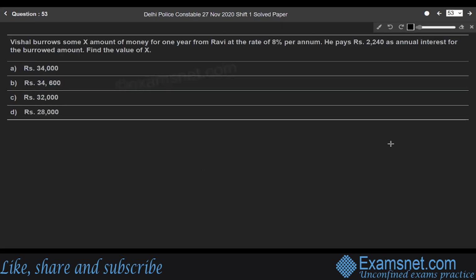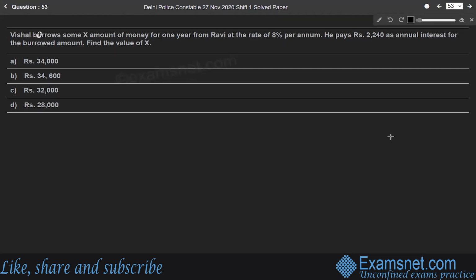Question 53. We borrow some X amount of money for 1 year from Ravi at the rate of 8% per annum. He pays 2,240 as annual interest for the borrowed amount. Find the value of X, that means the principal amount. Here X is the principal money, that is P is X rupees. He borrows money for 1 year, so the time period T is equal to 1 year, at the rate of 8% per annum.